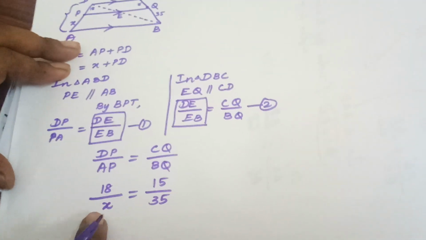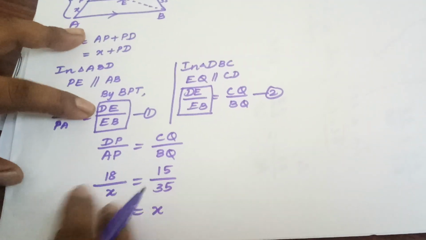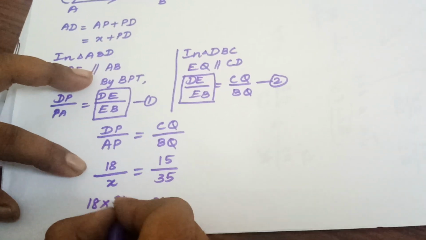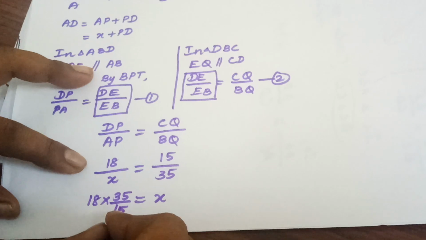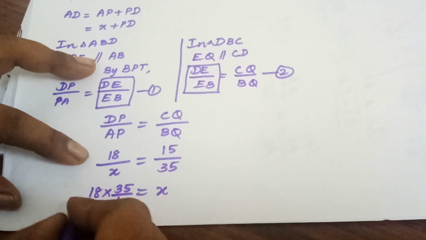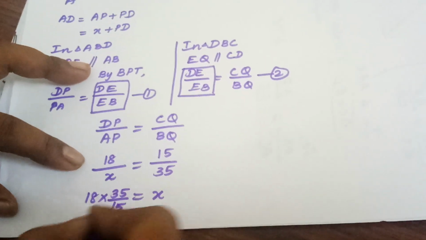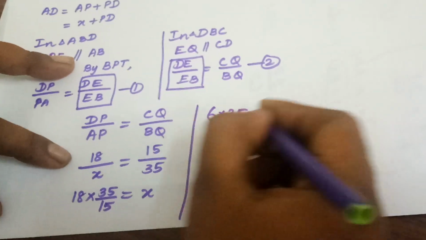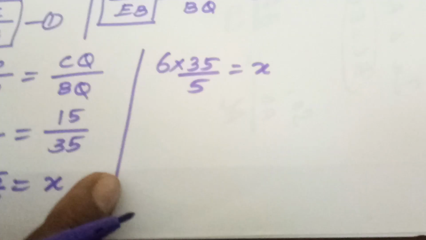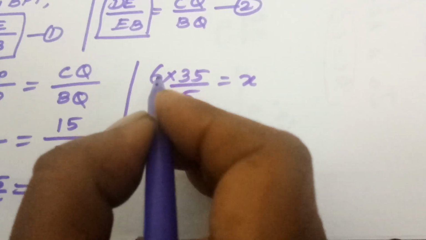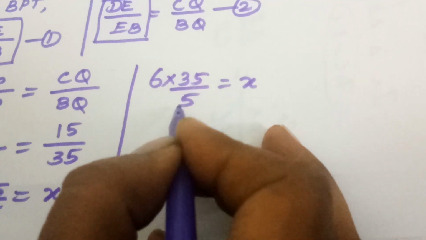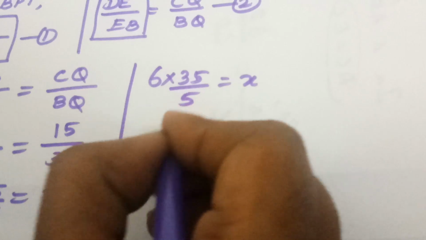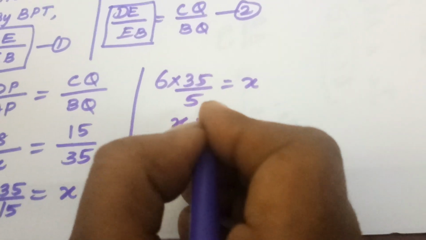So to get the value of X, we take X that side, 18 into 35 by 15. By cancelling, we get 6 and 5 here. So 6 into 35 by 5 is equal to X. By cancelling, we get 7 here, 5 is cancelled. So 7 into 6 is equal to 42. So X is equal to 42.